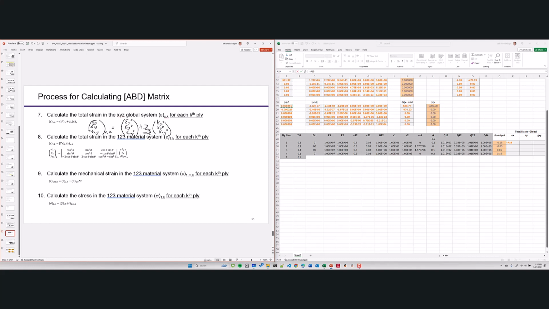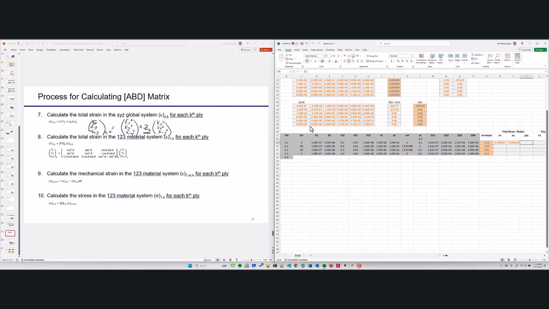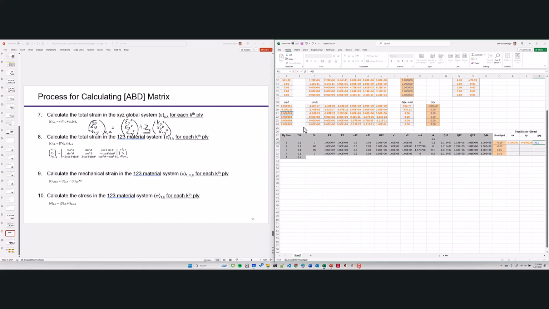The second one is EY naught plus Z times kappa Y, et cetera. So it's just that plus the zth coordinate of that ply times the curvature in that direction. And that's it. And then if I want EY, it's just the midplane strain in the Y direction plus the Z coordinate of that ply times the curvature in that direction. And if I want the shear strain, it's just equal to the shear strain plus Z times the curvature.